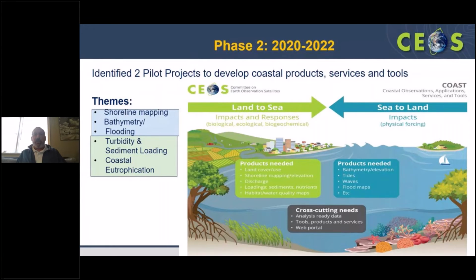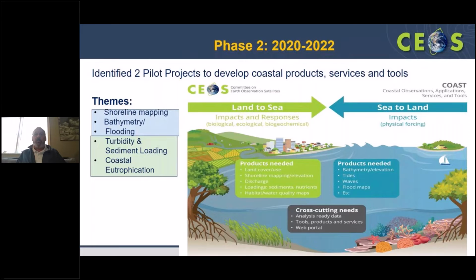And you see listed on the slides some of the different products that are needed on both sides, the sea to land and the land to sea. But you also see some of the cross-cutting needs, and this is the third component of COAST, the informatics component, which is foundational to all of our science-driven activities.